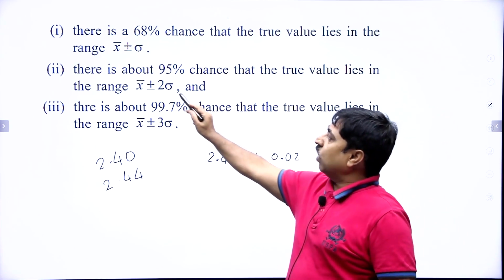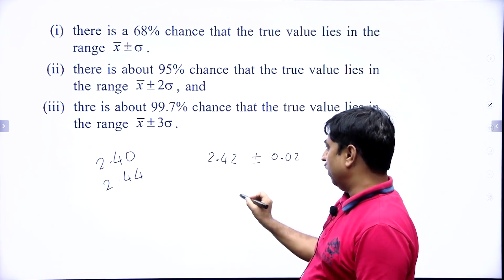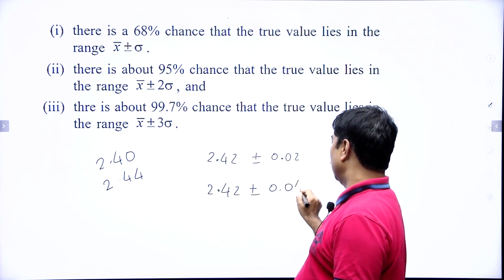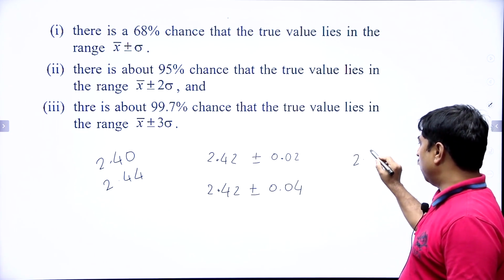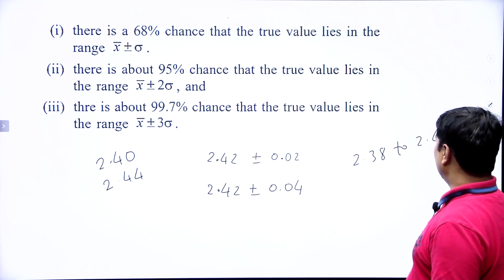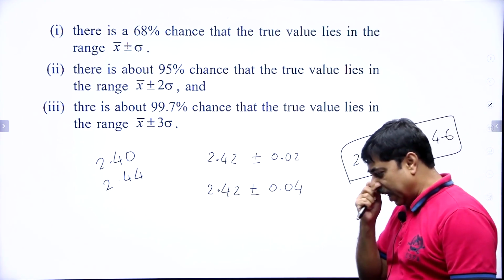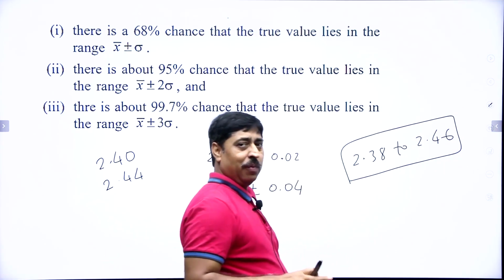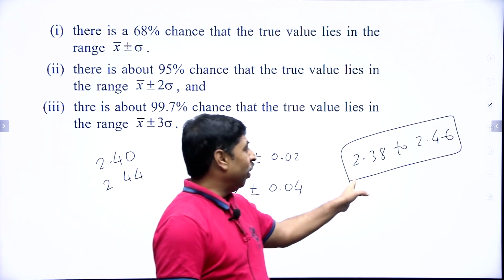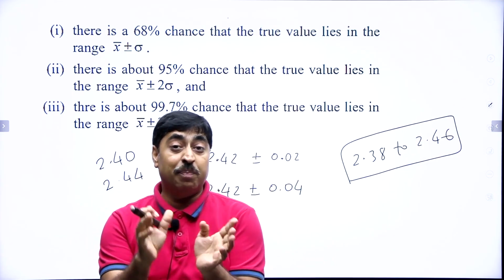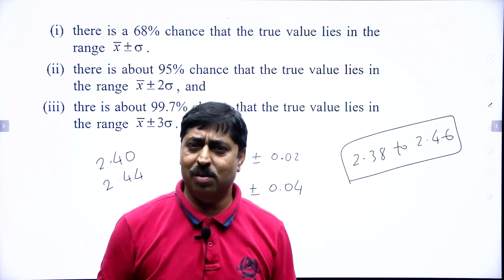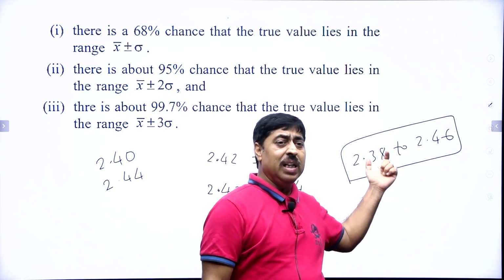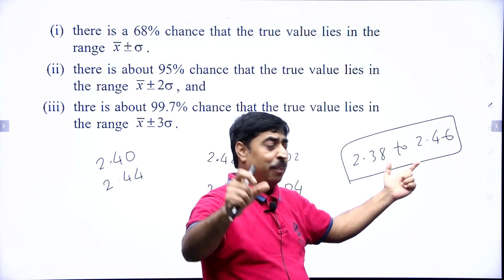If you take twice sigma as the uncertainty, that means if I take 2.42 plus minus twice sigma, that means 0.04, so I am saying 2.38 to 2.46. If you take this range, then I am 95% confident that the diameter of the pen lies somewhere here. If you take a random measurement, your measurement is going to lie in this range. I am 95% sure about that. Still, I am not 100% sure. I can never be 100% sure actually. So, I will only say that I am 95% sure that the diameter of the pen truly lies in this range.